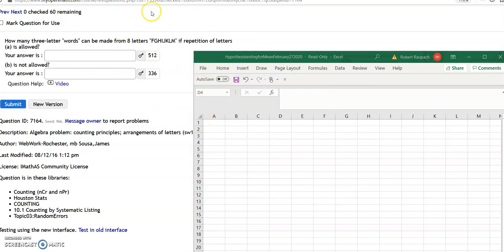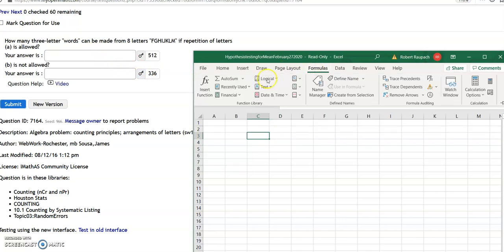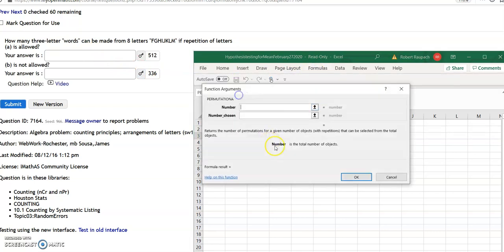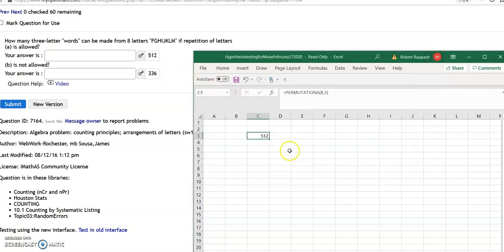Okay, 8 letters, here's 8 letters. How many ways can I pick 3 of them? Again, you're going to use Permutation A like we just did for this one. And again, the total is 8. Number chosen is 3. Hit enter, so 512 possibilities.